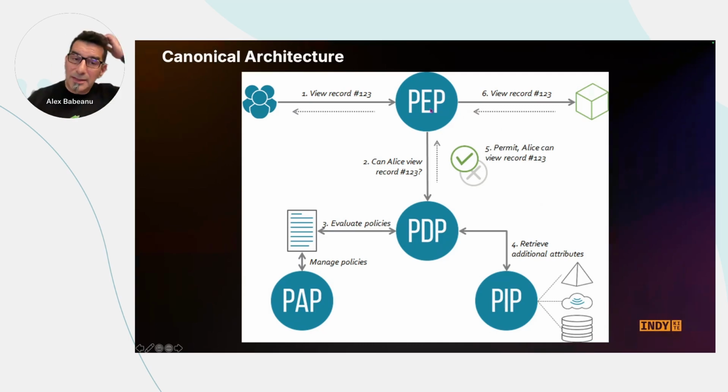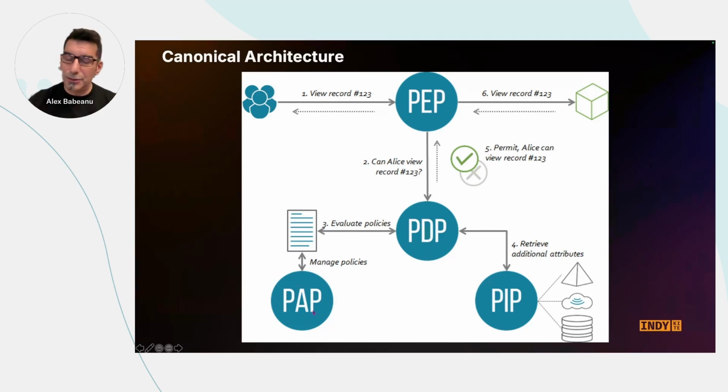The PEP is the proxy to the resource. Any request that goes to the resource has to go first to the proxy. The proxy redirects the request to the PDP, that is the brains of the authorization system. The brains can evaluate the access policies, which it first needs to read from a policy store.